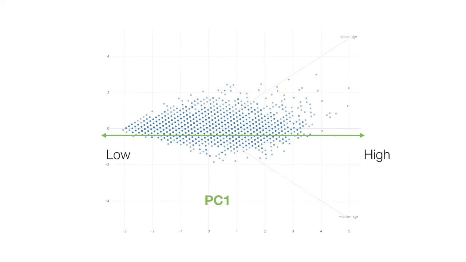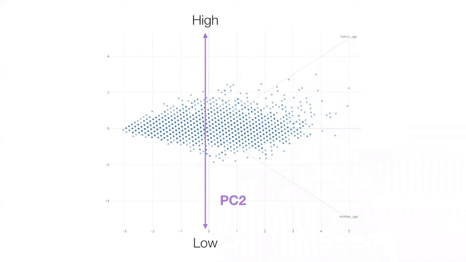So this is PC1. PC1 is the first component, and it has the highest variance in this data. As you go to the right the values are higher, and as you go to the left the values are lower. Okay, and then there is PC2.